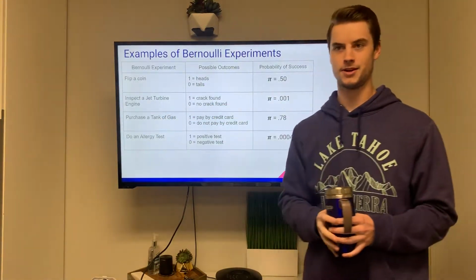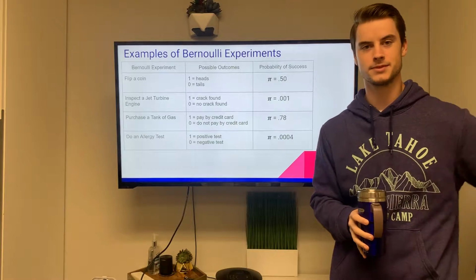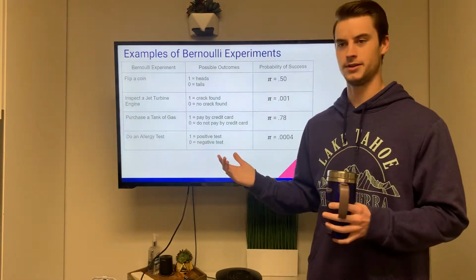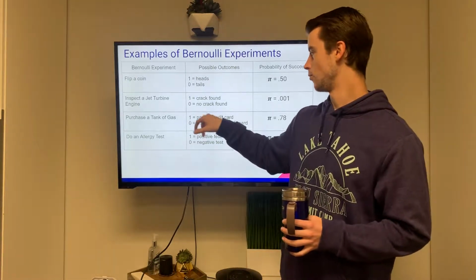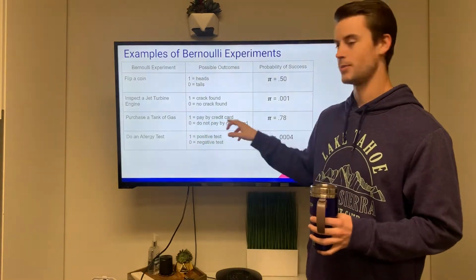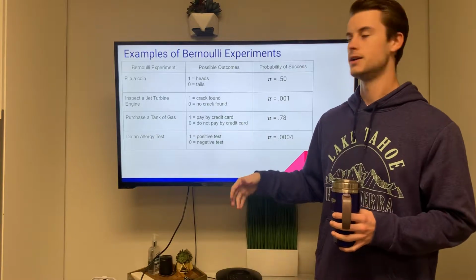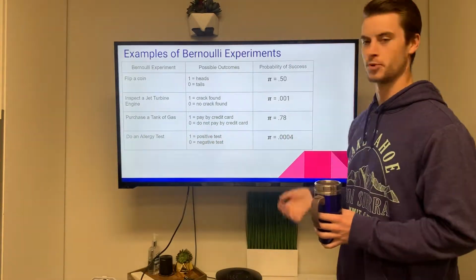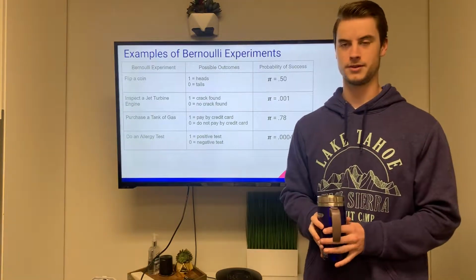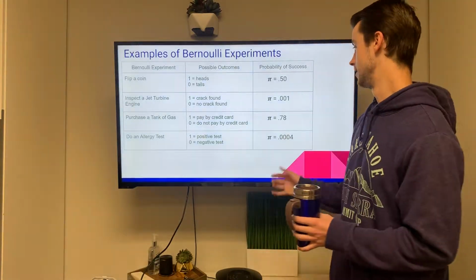Purchase a tank of gas. We do that at least once a week if you drive a huge truck, or if you drive a Prius, once a month. 1 is success, pay by credit card, what we want to study. 0, do not pay by credit card, okay? Probability of success, 0.78. I always pay with a debit card or a credit card, so anyway.